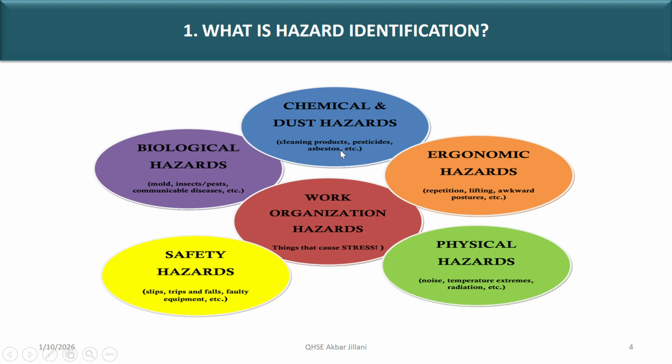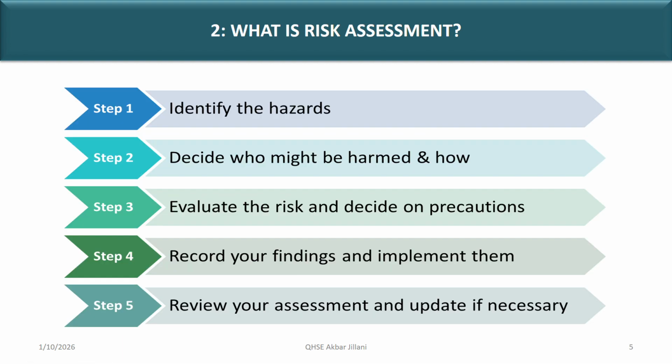Chemical, dust hazards, cleaning products, pesticides, asbestosis. Ergonomic hazard, repetitive lifting, awkward posture. Physical hazards like noise, temperature, extreme radiation. Work organization hazards, things that cause stress, means workload, target to achieve. Then biological hazards like mold, insect, pest, communicable disease, etc. Safety hazards like slip, trip and fall, faulty equipment, etc.